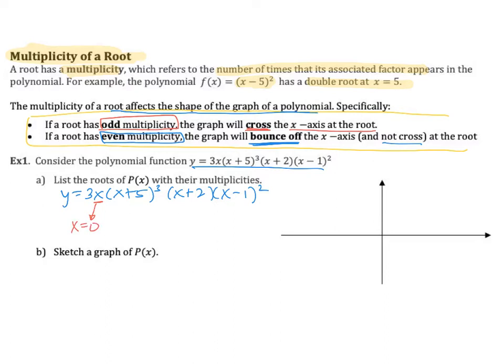It says list the roots with their multiplicities. So this root is 0. It's only to the first power, so that's a single root. For this x plus 5, this means we have a root of -5, and that factor occurs 3 times. So that means -5 is a triple root.